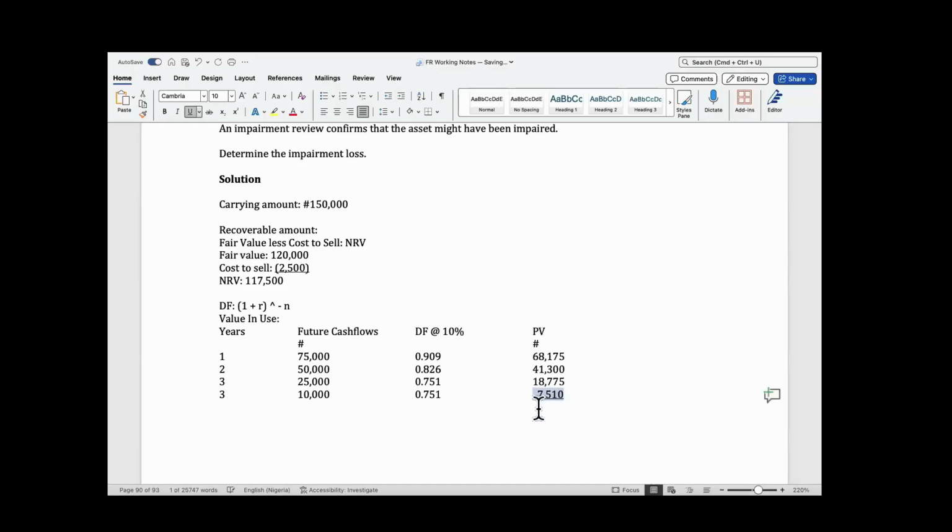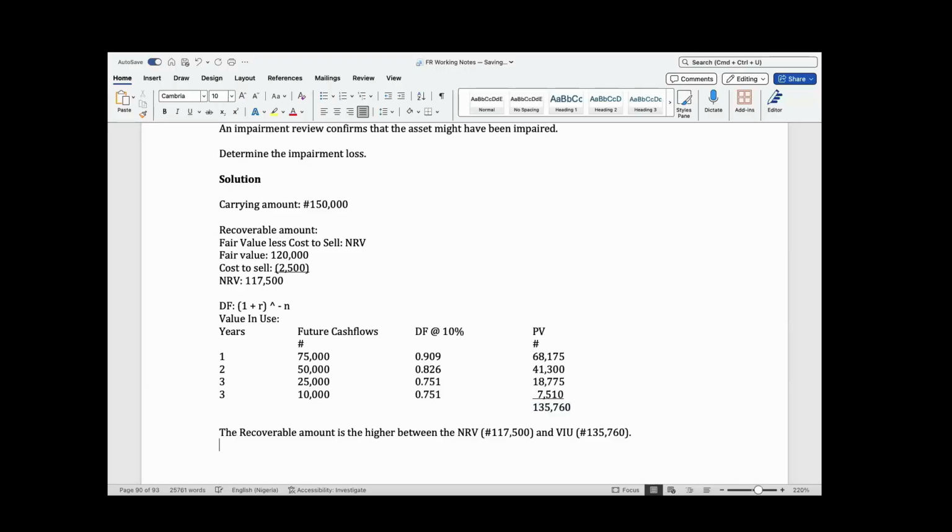Okay. So what's the total? 135,760. So the recoverable amount is the higher between the NRV, in this case 117,500, and the value in use, in this case 135,760.